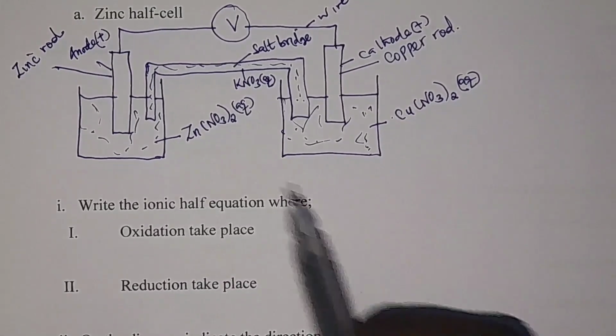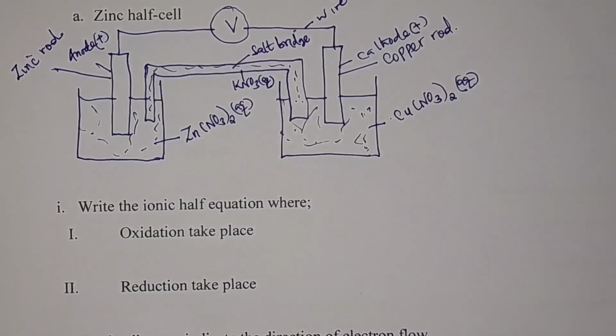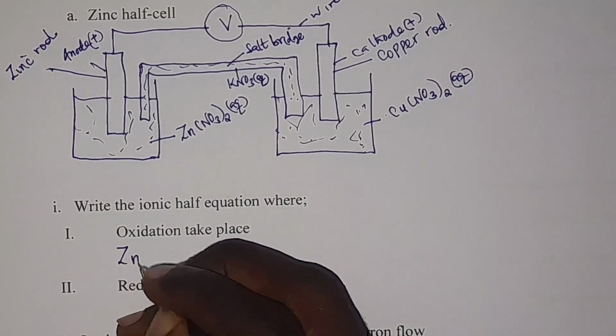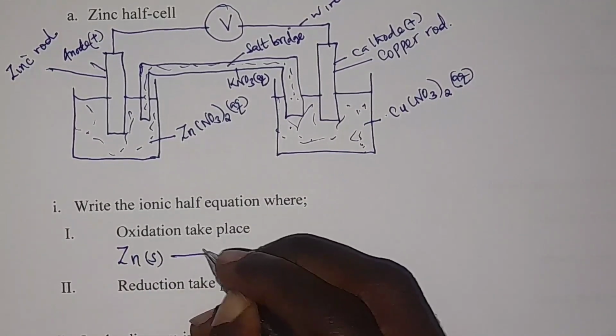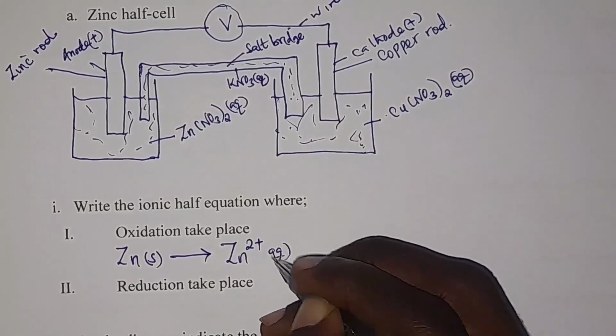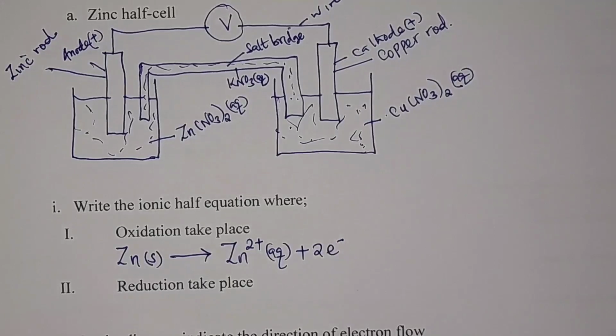So oxidation takes place at the anode, because the anode is the electrode where oxidation occurs. So what is oxidation? Loss of electrons. So here we are going to have zinc, which is solid, losing electrons. When it loses electrons, we are going to get zinc 2+ ions, and those electrons lost are written on the product side or the right hand side of the half ionic equation. So next we are going to go to Roman 2.